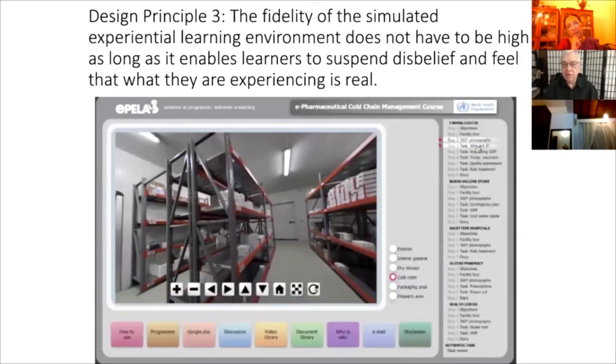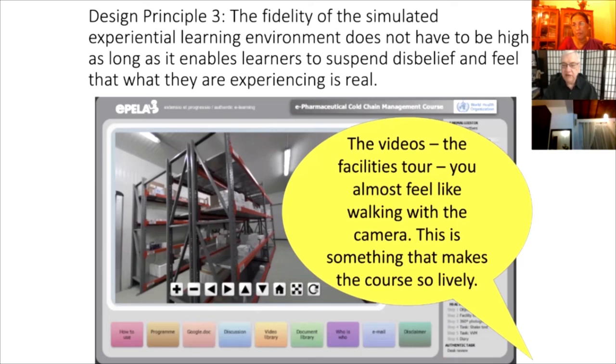The third design principle was that the fidelity of the simulated experiential learning environment does not have to be high, as long as it enables learners to suspend disbelief and feel like what they're experiencing is real. So the people in Turkey who produced the course did a wonderful job of producing very high quality videos where you could go into a storage facility and literally zoom in and go right down to the level of an individual vial of vaccine and read the label and so forth. And the learners had very positive reactions to this. The videos, the facilities tour, you almost feel like you're walking with the camera. This is something that makes the course so lively.